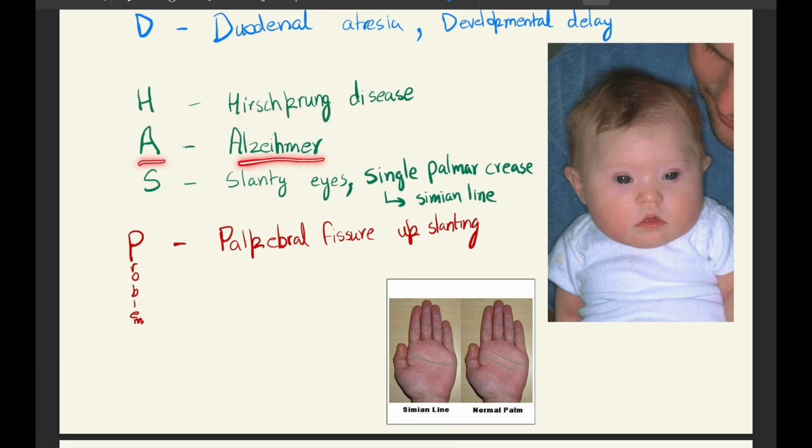A, we have Alzheimer's. S is for slanty eyes, like this, and single palmar crease, which is also called simian line. It is a single palmar crease. Normally, we have two palmar creases. And for problem, we have palpebral fissure upslanting. That is the same as this one. So this is the picture of a child with Down syndrome, and you can see there is palpebral fissure and slanting of eyes and craniofacial abnormalities.